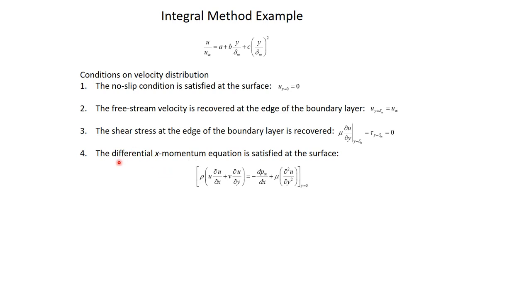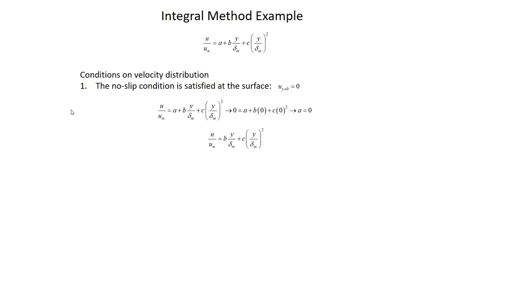And the next thing to enforce might be that the differential x momentum equation be satisfied at the surface of the plate. So I could require that here's my differential x momentum equation, and that this be satisfied at y = 0, and that would give me another criteria for my velocity distribution. If I had another undetermined coefficient, I could require that this be satisfied someplace else, like at the outer edge of the boundary layer. So you can go as far down the rabbit hole as you'd like. We're going to stop here with these 3 different conditions and force all of those 3 conditions to be satisfied.